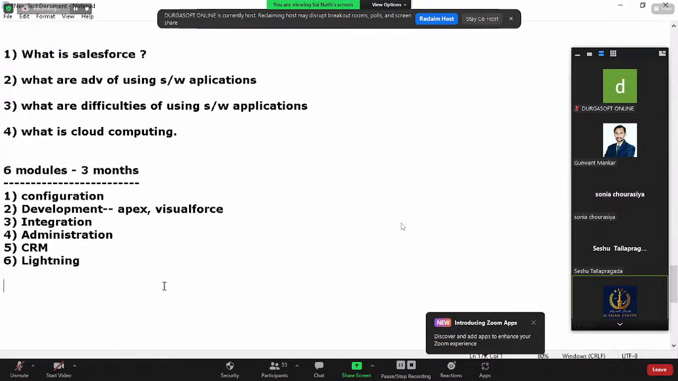The people who have a non-IT background, or who have an IT background, no problem. Everybody can easily understand this topic. Clear, all of you? Yes, sir. Very easy to understand. So, six modules I'm going to cover in your syllabus within the span of three months. Okay. If you have any further queries regarding today's class, you can ask me.